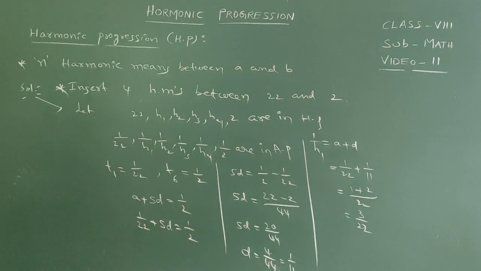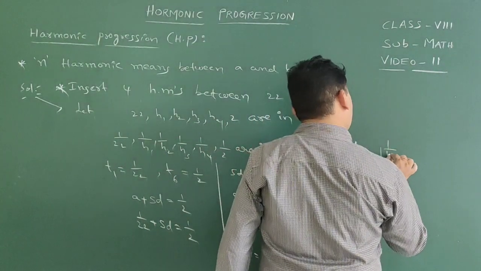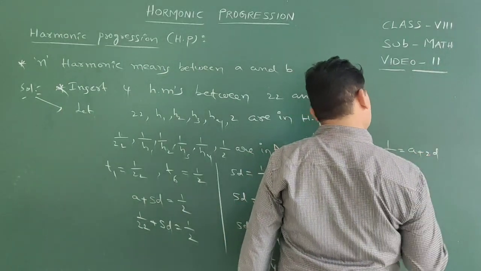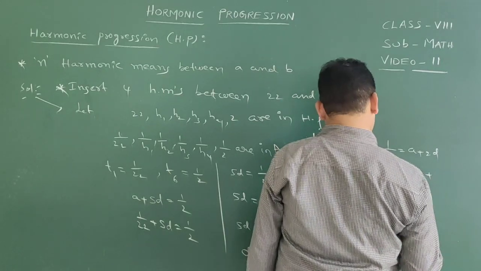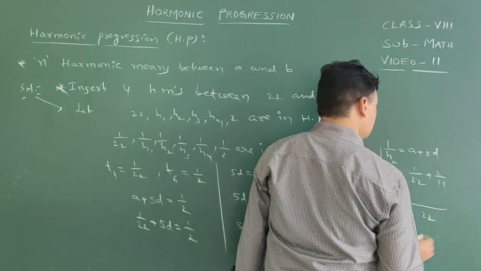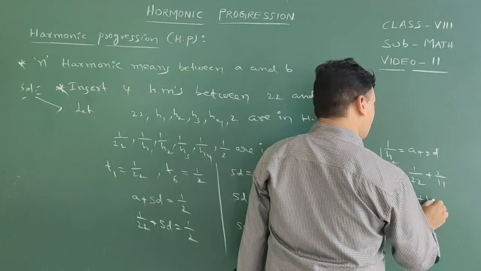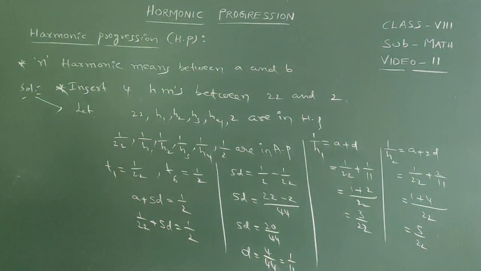Next, second mean, H2. 1 by H2 equal to A plus 2D. So 1 by 22 plus 2 by 11. Again 22 is the LCM. 1 plus 4 is 5. Here 5 by 22. Answer this one.